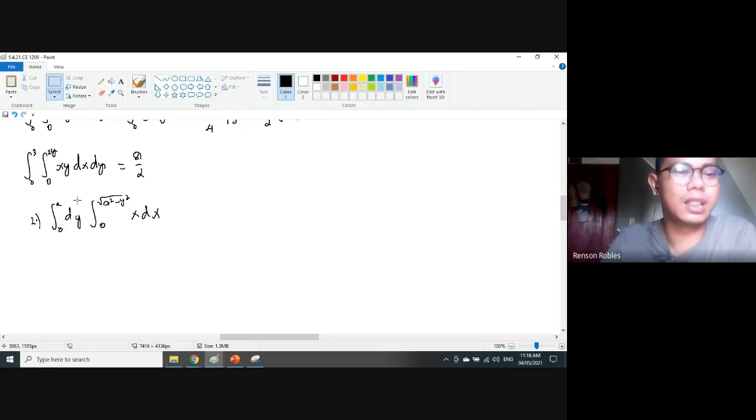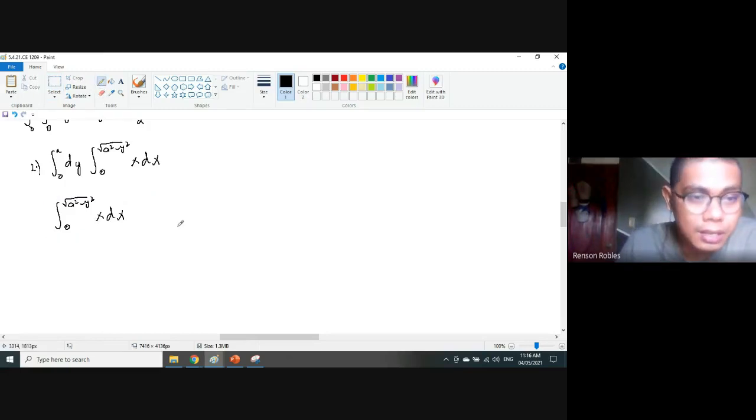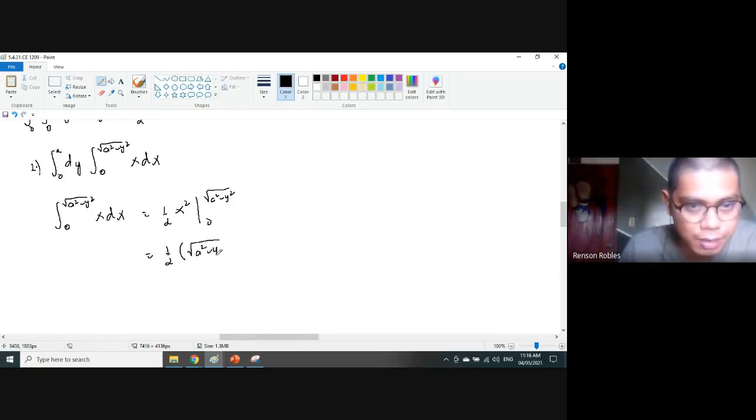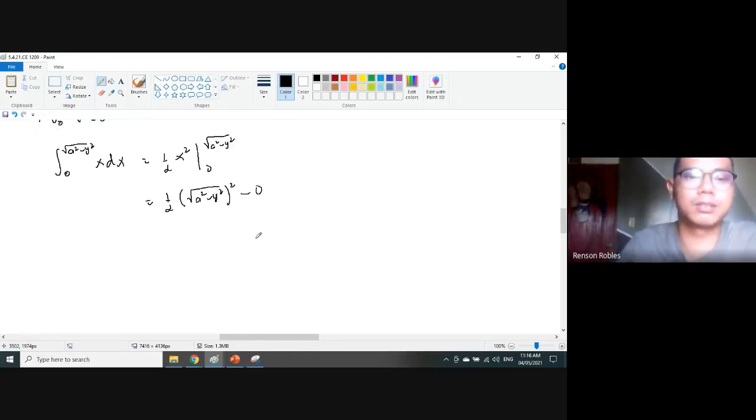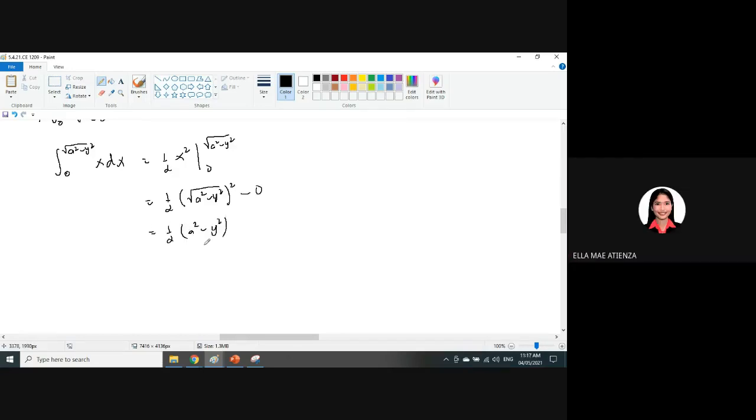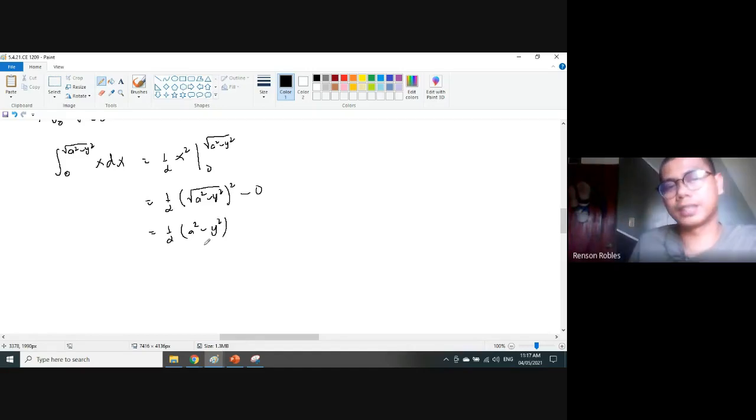So you start at the right side. Dito kayo mag-start. Kuhanin nyo muna to. And then whatever the value of this, you just put it in here. And then integrate. That's one half x squared evaluated from 0 to the square root of a squared minus y squared. And then you now have one half times the square root of a squared minus y squared, squared. Then the rest will become 0 because the lower limit is 0. Are you still with me? Yes po. Okay.